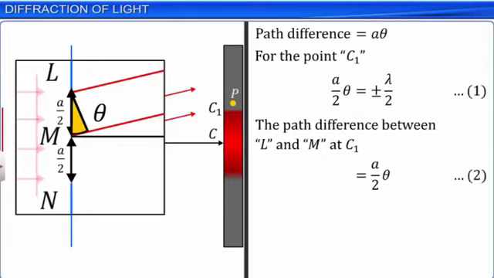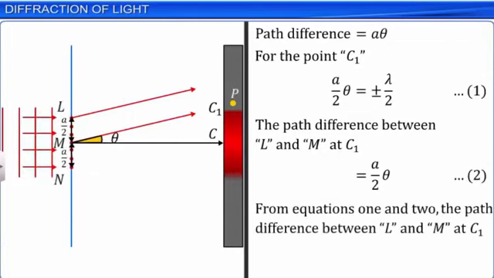From equations 1 and 2, we can conclude that the path difference between L and M at C1 is 1/2 of the wavelength of the incident light. Hence, the waves from L and M are out of phase and interfere destructively at C1. Now, if both the half slits LM and MN are considered, for every wave passing through LM, there is a corresponding wave passing through MN originating at a point A by 2 below the first one, such that the two waves are out of phase at C1.